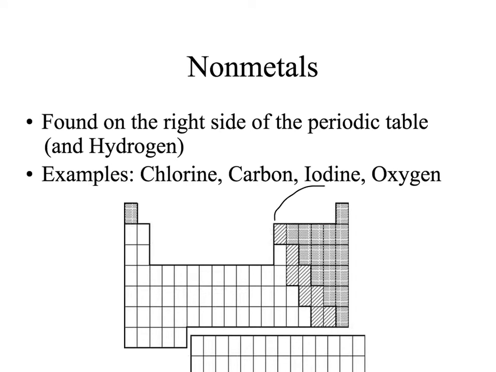Now, nonmetals, on the other hand, have different properties from metals. In fact, the right side of the periodic table is nonmetals, and then our one lone element over there, good old hydrogen, is by itself as a nonmetal. But most of them to the right are nonmetals. Things you've heard of before, like chlorine, carbon, iodine, and oxygen, are all nonmetals. But let's look at their properties to see what actually defines them.